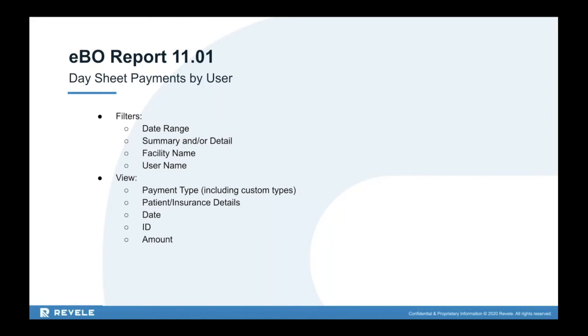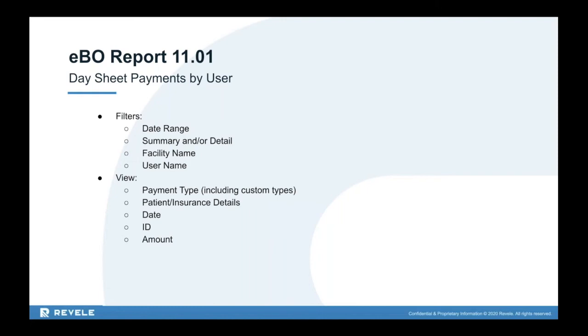So some of the things you're able to see from that report, you can see the payment type. So whether it was cash, check, credit card, that's going to include custom payment types. And we'll talk about that actually in the next report. Maybe you've got copay, custom payment type, copay cash, copay credit card, things like that. It's going to show that detail.